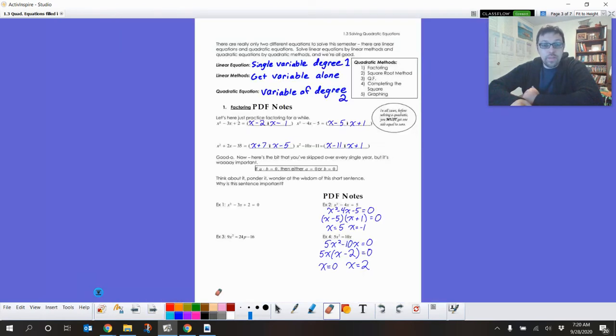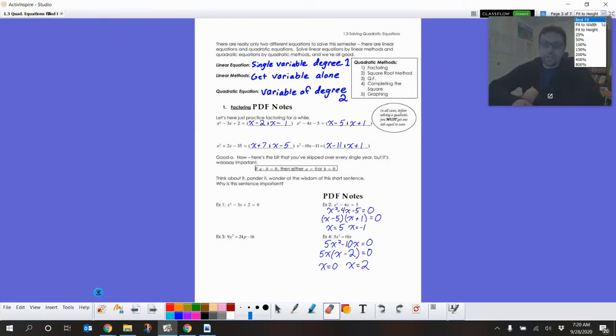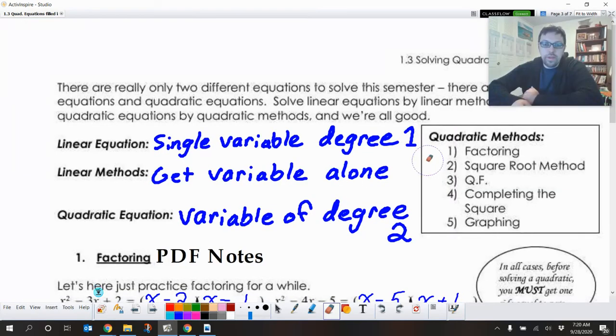So we're going to be looking at different methods of solving quadratic equations. I'll fit this to width. So we're going to be looking at factoring, the square root method, the quadratic formula. Completing the square and graphing are good solving methods as well, but they're just sort of backups, and I'm not going to go into too much detail about those.